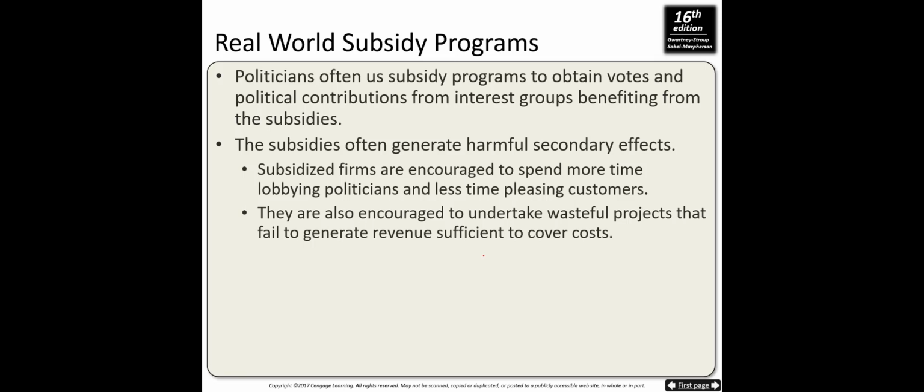Politicians often use subsidy programs to obtain votes and political contributions from interest groups benefiting from the subsidies. The subsidies often generate harmful secondary effects. Subsidized firms are encouraged to spend more time lobbying politicians and less time pleasing customers. They are also encouraged to undertake wasteful projects that fail to generate revenue sufficient to cover costs.